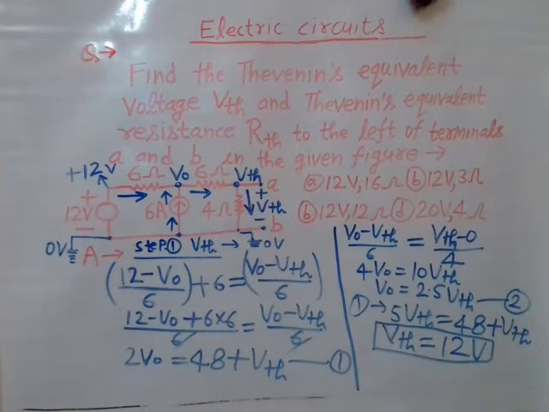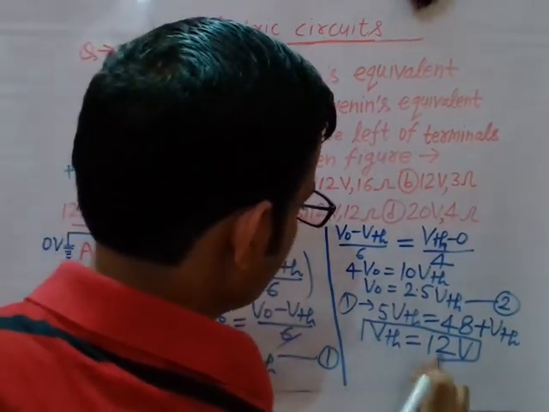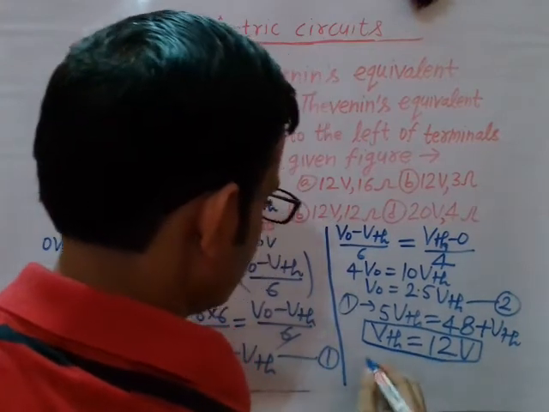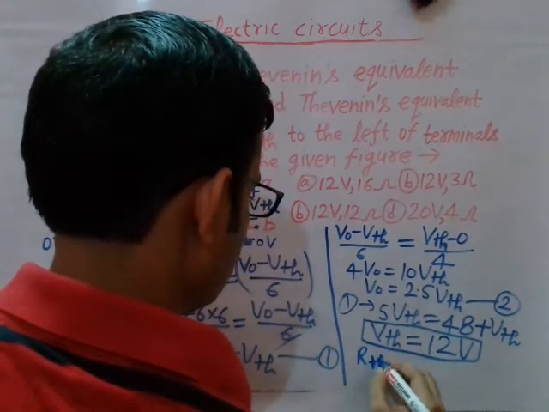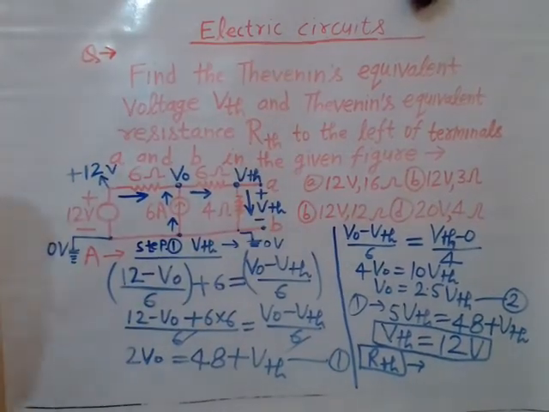Now, step number 1 is completed. Now, second step is calculation of RTH, Thevenin's equivalent resistance RTH. So I told you that if you want to calculate Thevenin's equivalent resistance RTH, then for that, first of all, what you have to do? You will first deactivate all the independent sources, right?